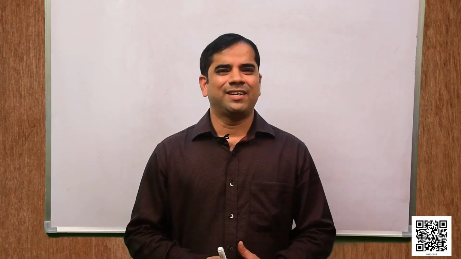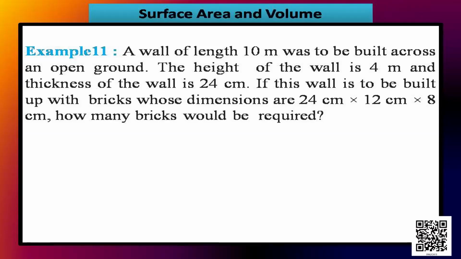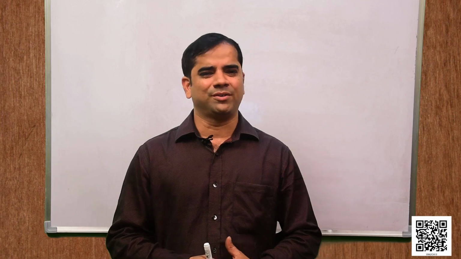Okay, students, let us now discuss example 11. A wall of length 10 meter was to be built across an open ground. The height of the wall is 4 meter and the thickness of the wall is 24 centimeter. If this wall is to be built up with bricks whose dimensions are 24 centimeter into 12 centimeter into 8 centimeter, how many bricks would be required? Now, let us discuss the solution.